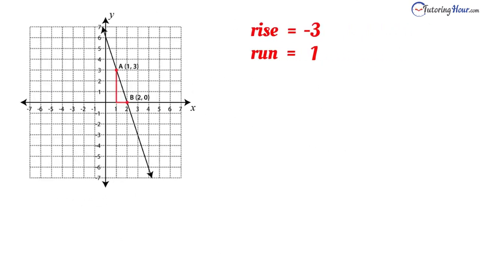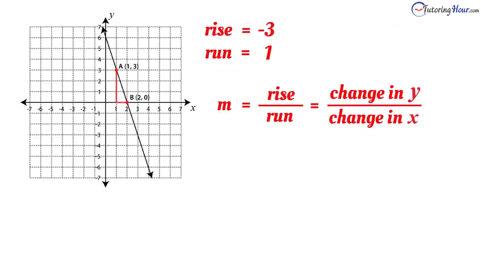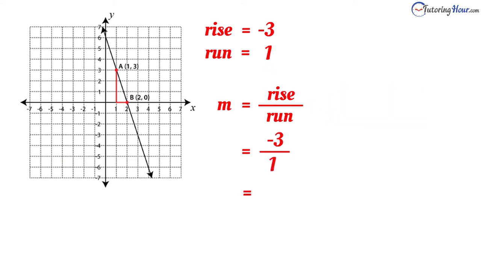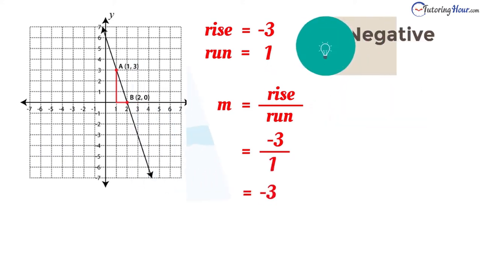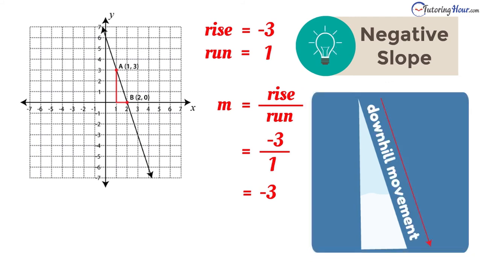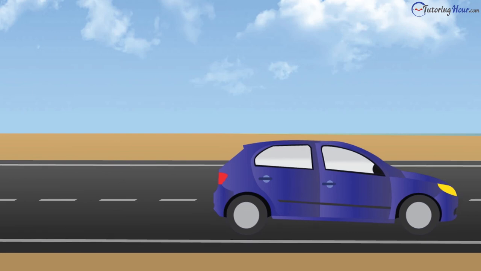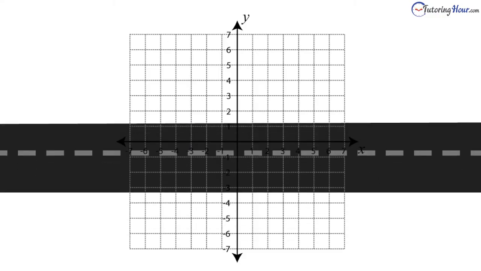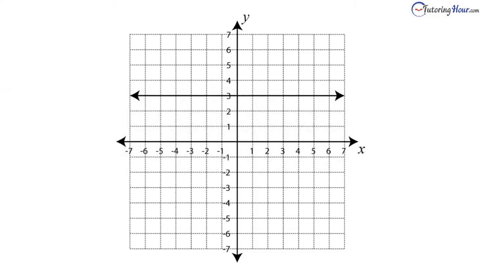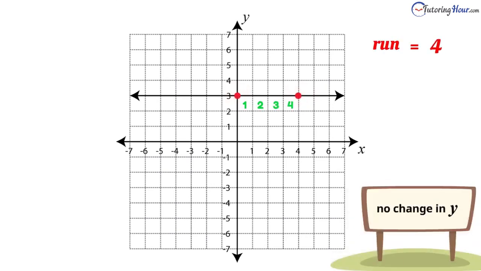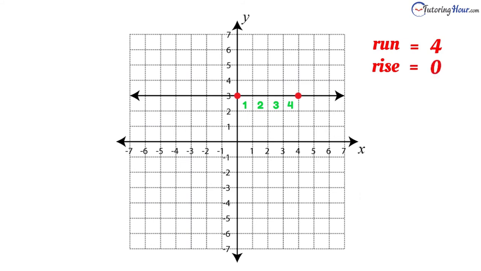Slope is the change in y over change in x. We have a negative 3 over 1. That's a negative 3. A negative slope indicates a downhill movement. Now, imagine driving on a flat road. The road looks like this horizontal line that has no steepness. The run is 4, but there is no change in y, so our rise is 0.